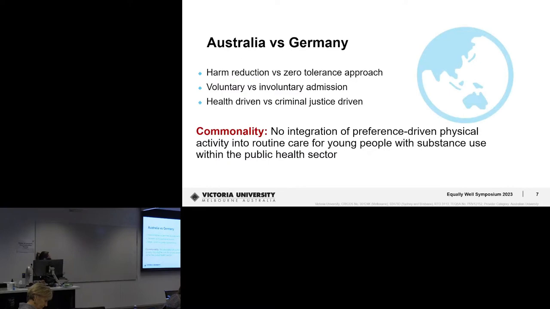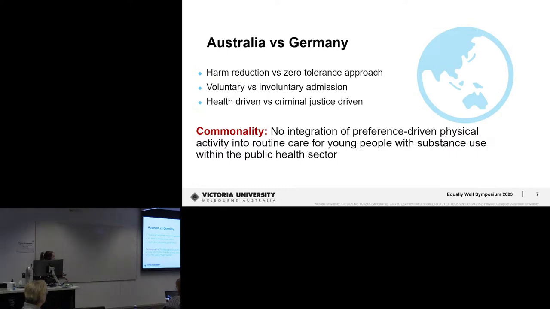So since I trained in Europe, but then did my placement in Australia, I was in a very beneficial position of being able to compare specifically, for example, Australia and Germany when it comes to both physical activity in young people with problematic substance use, but also generally their approaches to substance use in young people. And what I've noticed is that there are quite a lot of differences. For example, Australia follows more of a harm reduction approach in young people with problematic substance use, and Germany follows more of a zero tolerance approach, so aiming to get them to not use any substances at all.